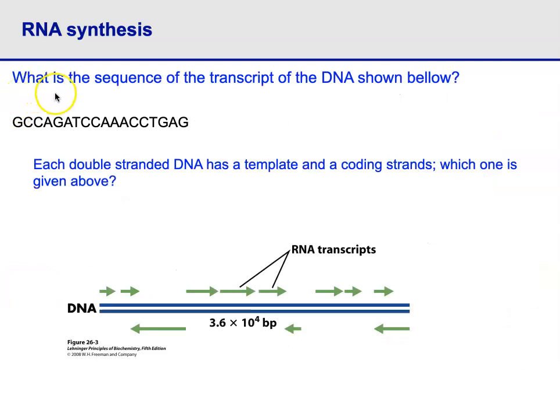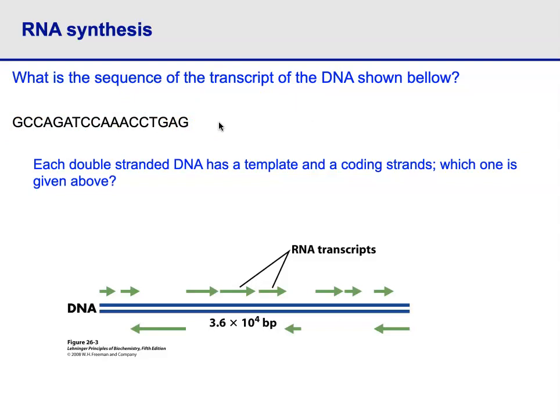All right, so obviously RNA polymerase will synthesize a transcript or mRNA. So it is important to know what the sequence of the product would look like as a result of transcription. So if I give you a sequence such as this one, what would be the sequence of the transcript of this DNA?